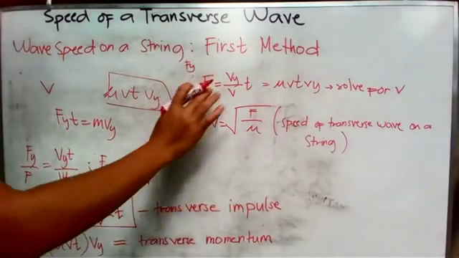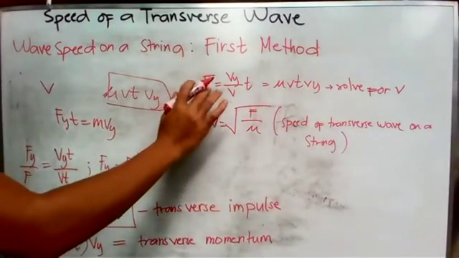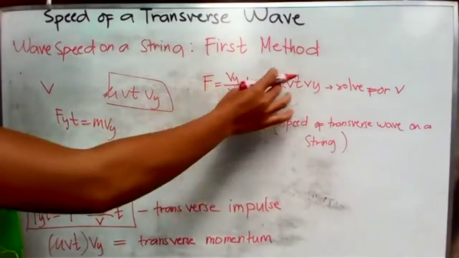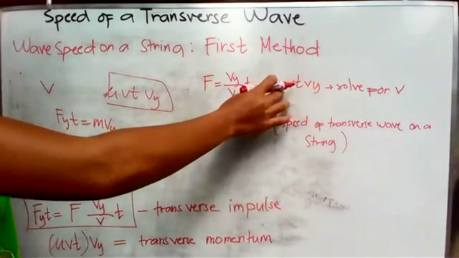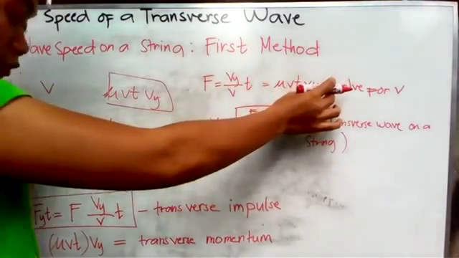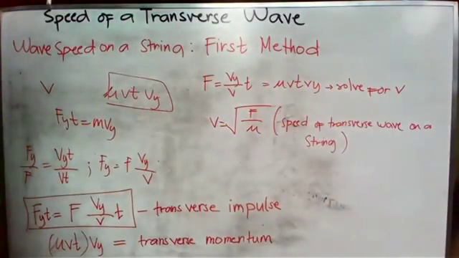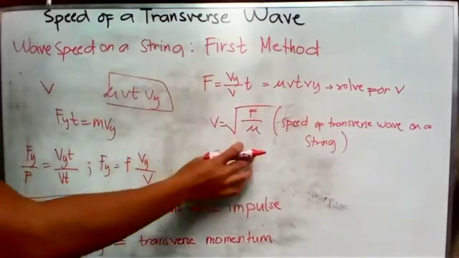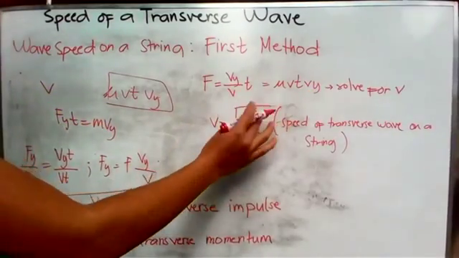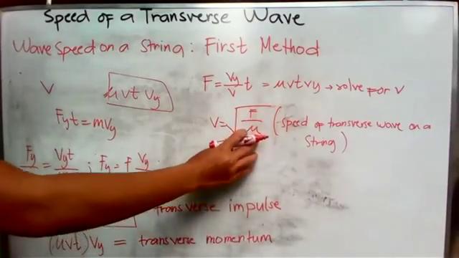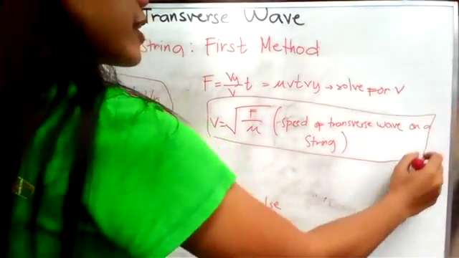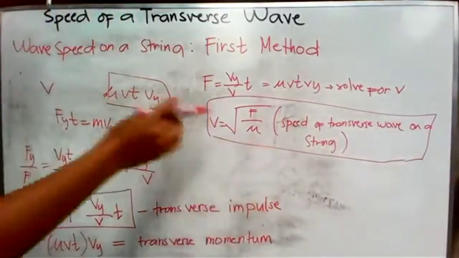So we can obtain F is equal to Vy over V times time, which is just equal to mass per unit length times Vt, the transverse velocity. So in order to solve for the wave speed V, we have V is equal to force over mass per unit length, mu. This is now the speed of the transverse wave on the string.